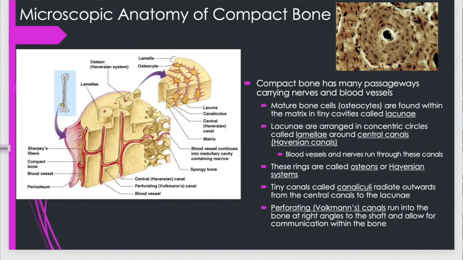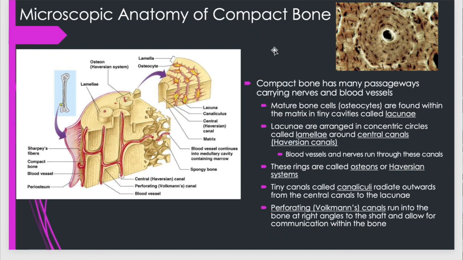Next, if we look at microscopic anatomy of compact bone, up here you have what compact bone would actually look like under a microscope. And then here we just have a drawing of that compact bone. So there's lots of passageways through here because you do have nerves and blood vessels running through that compact bone.